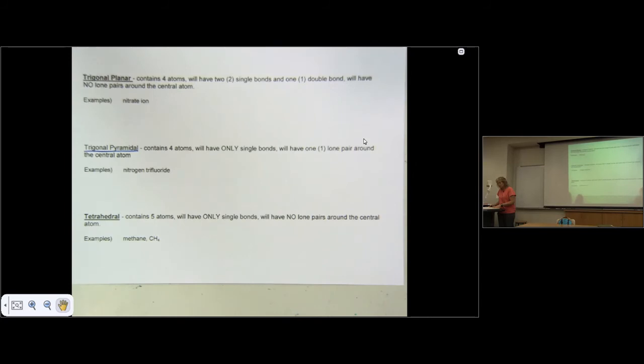So let's go to trigonal planar. Trigonal planar, I have written this one so specifically it's almost sad. It contains 4 atoms. It will only have what? Single bonds. And what does it not have? It has 2 single bonds, rather. I lied. I said it only has 2 single bonds, and then it has what? 1 double bond. And what does it not have? What does trigonal planar not have? That's the key. And then I put on here nitrate ion.